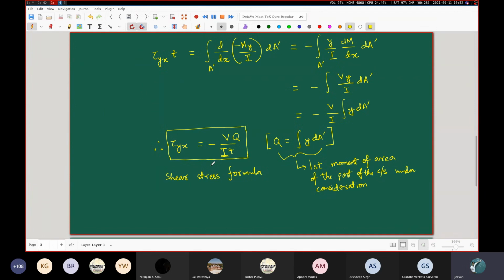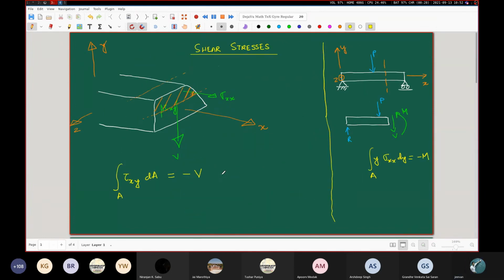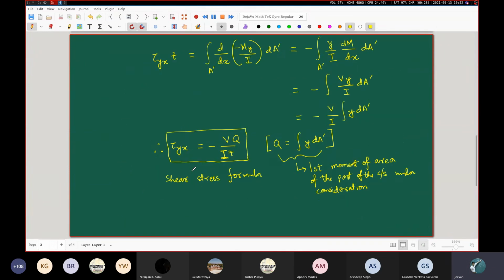Our original intention, if you go back here, was to find out this tau xy. But I have ended up with an expression for tau yx. What is going on? So why am I happy after getting this tau yx? Why am I not making any extra effort to find out tau xy? Yes, exactly. That is the entire motivation of this alternative approach of finding out the shear stress.